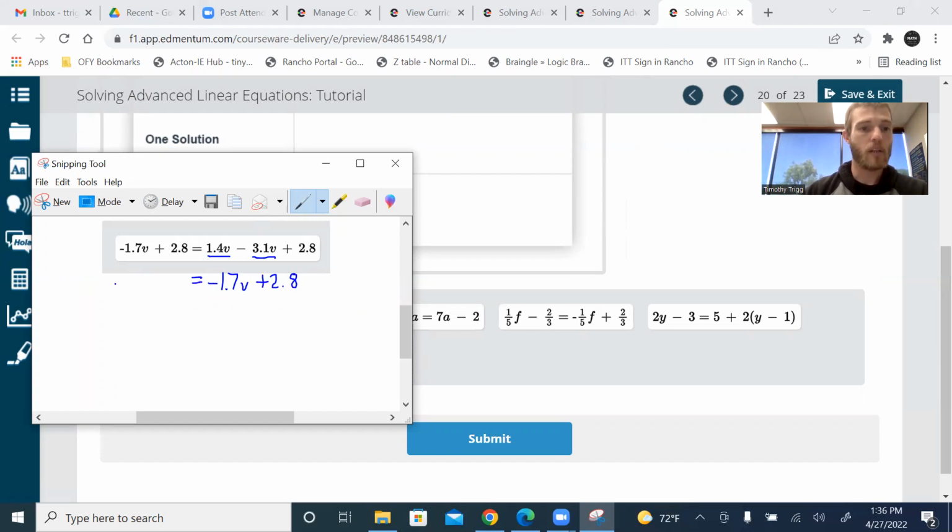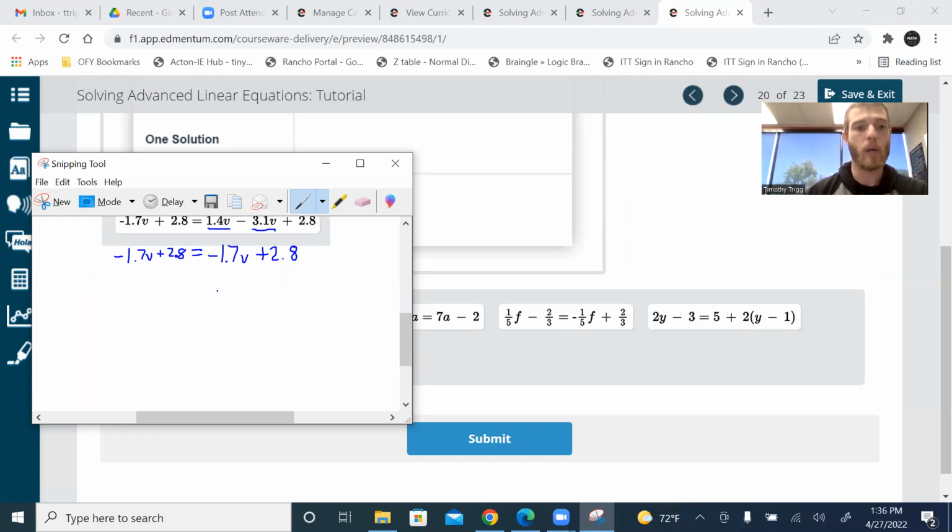On the other side of the equation, we have a negative 1.7v plus 2.8. Okay. Some of you have already maybe noticed something weird here, but let's continue on and pretend nothing's weird. All right. Now notice there's v's on both sides of the equation. I don't like that. So what I'm going to do is move my v's over to the left. So I'm going to add this 1.7v to cancel it.